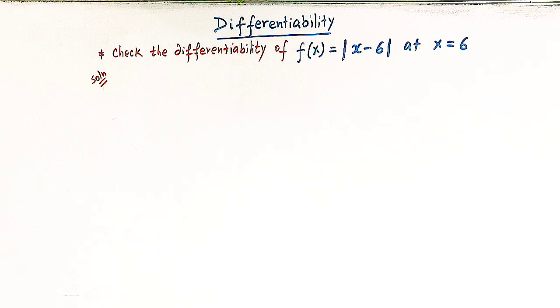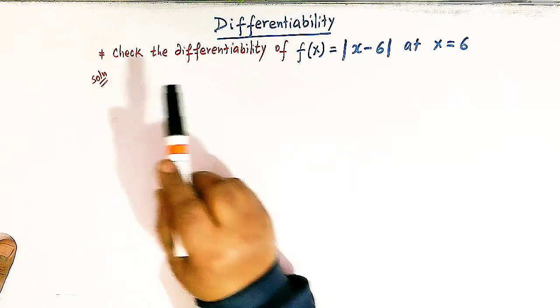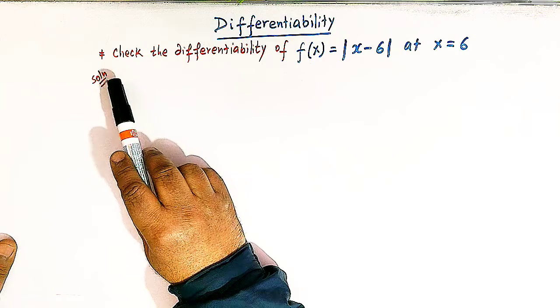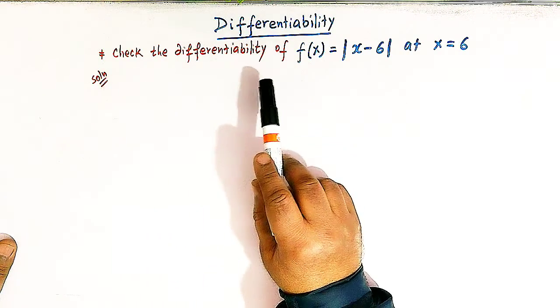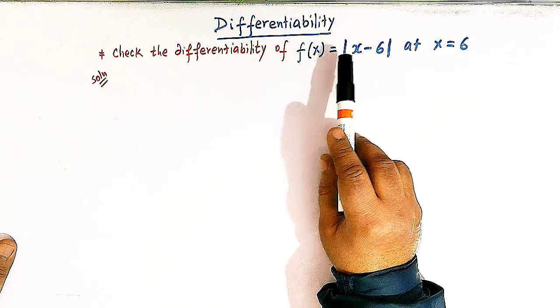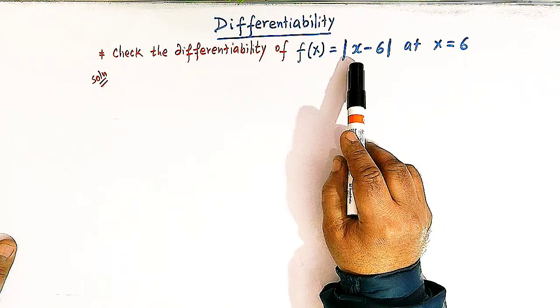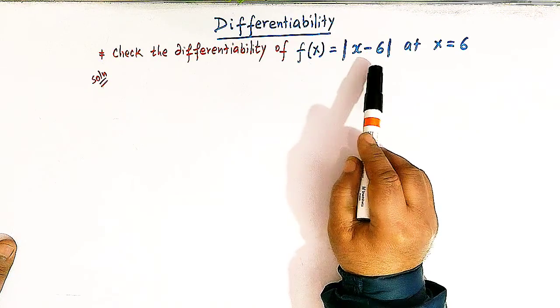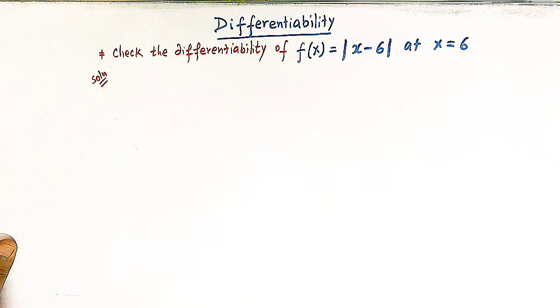Hello viewers, in today's session we are going to discuss one important problem from differentiability of functions, right? So in this class we are going to discuss the differentiability of a mod function in the form of this problem. And here in this question we are given that we have to check the differentiability of the function f of x, which is given as the absolute value of x minus 6, that is mod of x minus 6 at x is equal to 6, right?